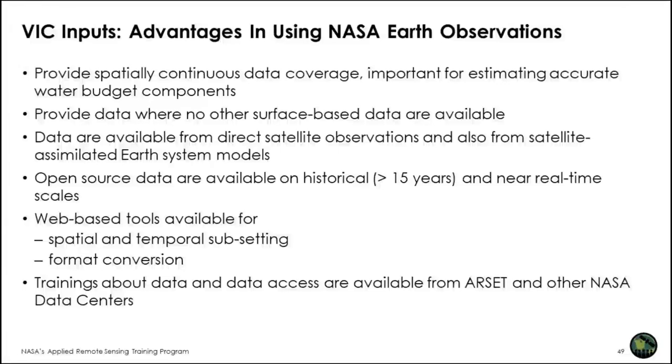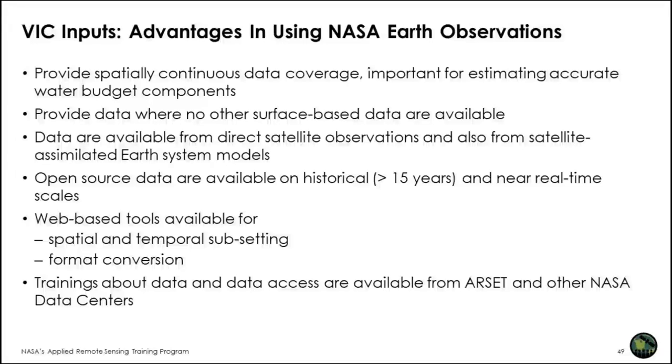Where there are data void regions, remote sensing is very useful. That's where they provide real information. So the data are available directly from satellite observations or also from Earth system models in which data are assimilated. So either way, you can get continuous gridded data.